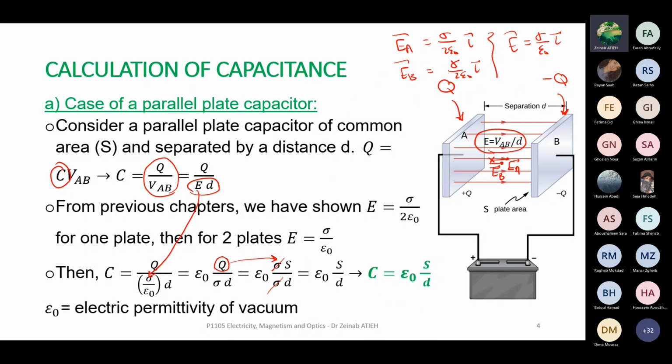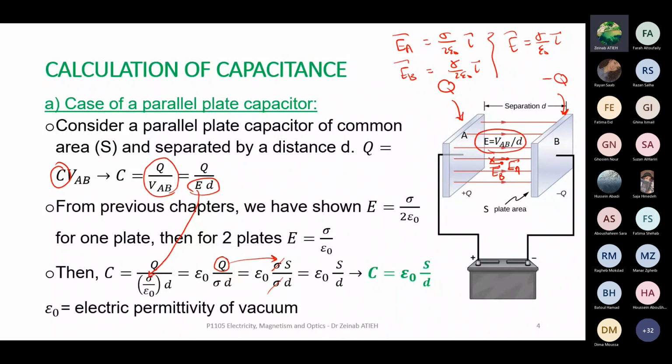As you can see, the capacitance depends on epsilon 0, which is the electric permittivity of vacuum or air. S is the surface of the plate. A and B have the same surface in my case here. And D is the distance in between. So you can see that C, the capacitance, depends on the characteristics of the shape of the capacitor, the fabrication of the capacitor. And this is for the first case.